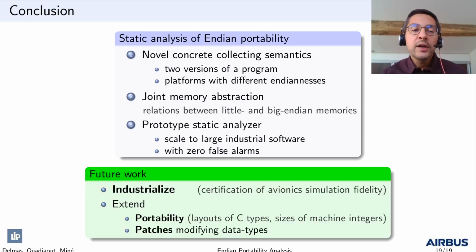For future work, we plan to industrialize this analysis to address avionics certification objectives related to simulation fidelity. We also plan to extend our analysis to further portability properties, such as portability between different layouts of C types or sizes of machine integers. And we also plan to analyze software patches modifying data structures where we think our B-cell approach should be successful.